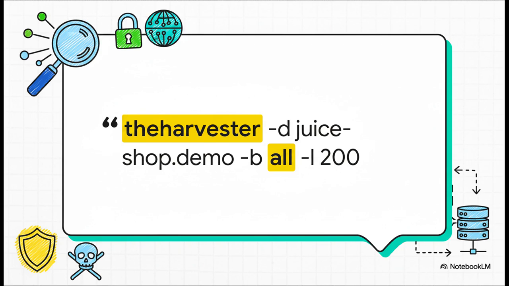And this is what that looks like in practice. It's a simple command. You just tell the Harvester your target, here we're using our safe practice target, juiceshop.demo, and then where to look. That little -b all part just tells it, hey, go look everywhere you can. Then you just hit enter and let it do its thing.